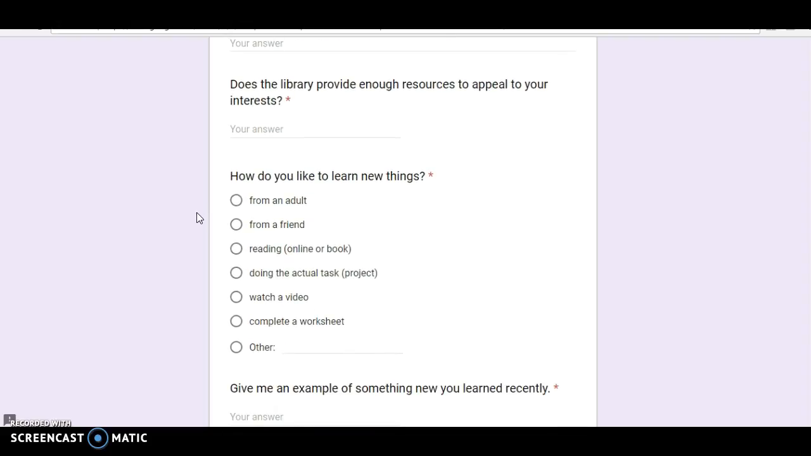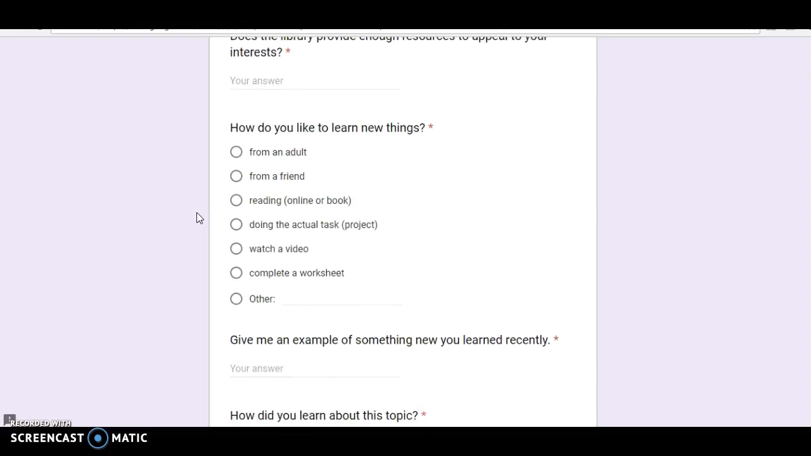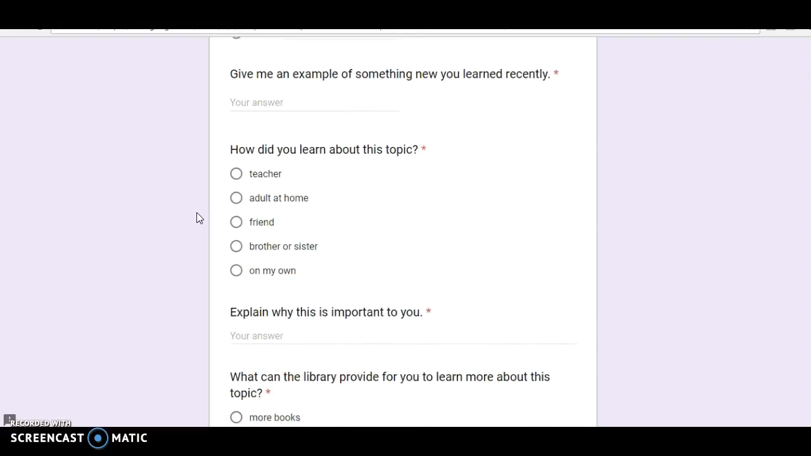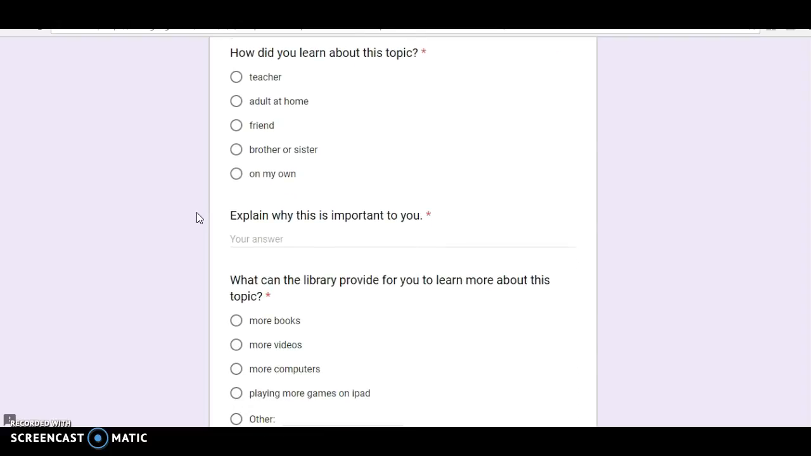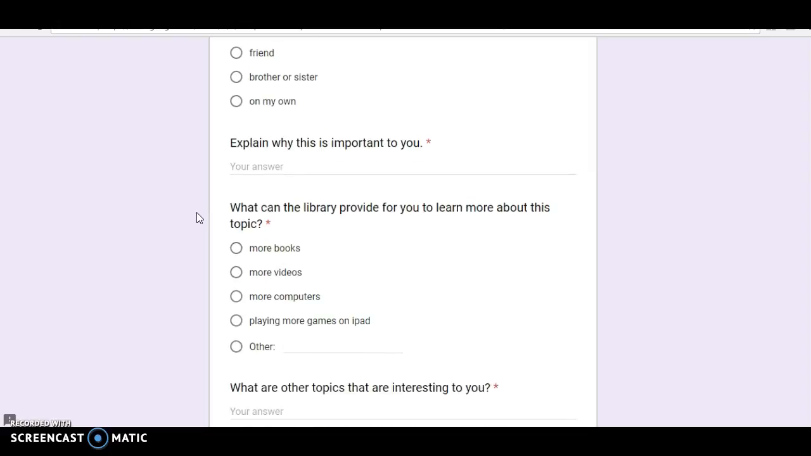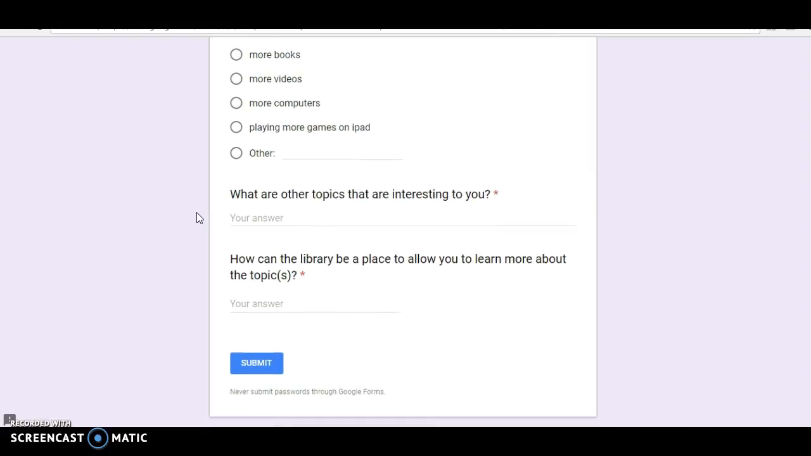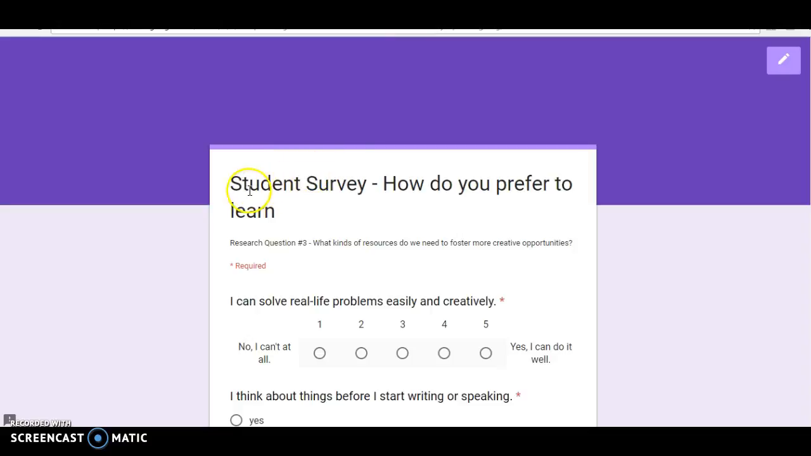to their personal interests, how the student prefers to learn, something that they learned recently and how the topic was learned, why the topic is important to them, what can the library provide them to learn more about this topic, what other topics are interesting to them, and how can the library be a place for the student to learn more about this topic. The third activity for students is a survey that asks students how they prefer to learn.